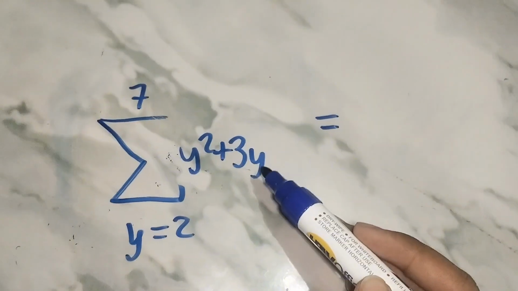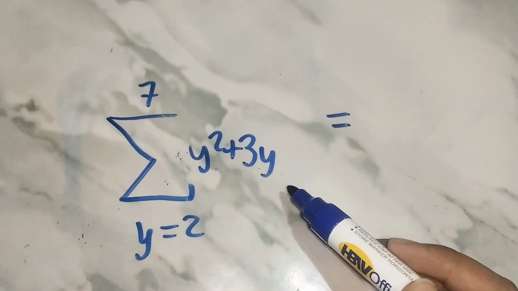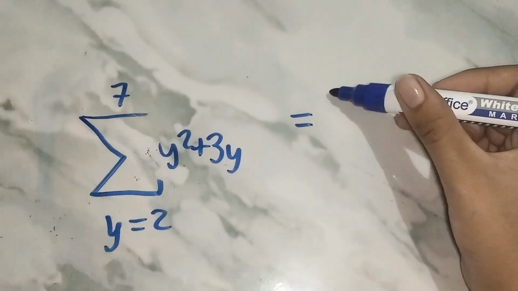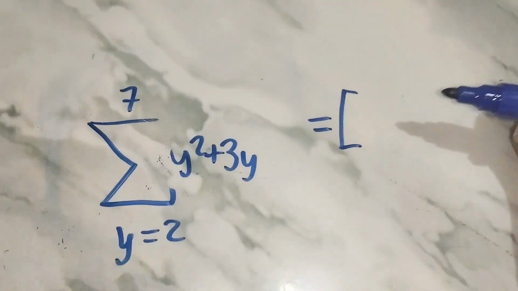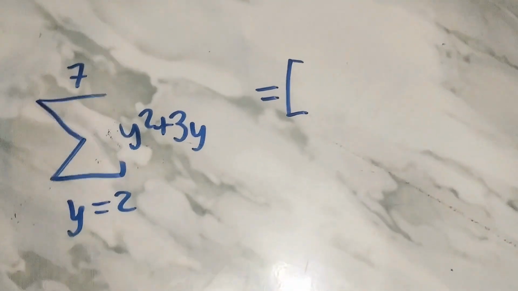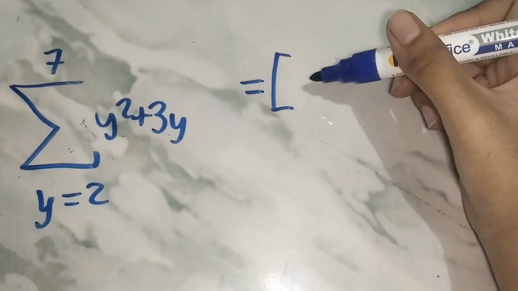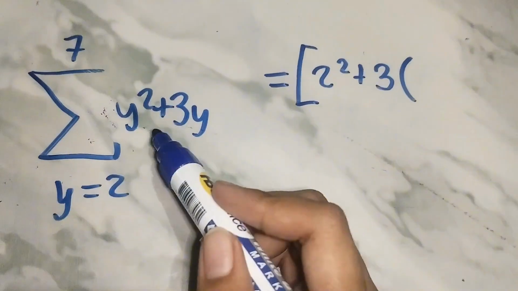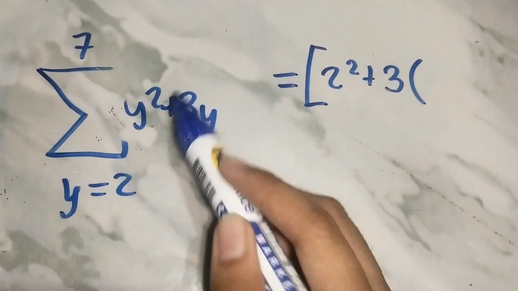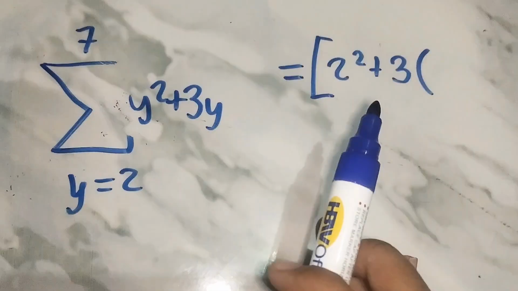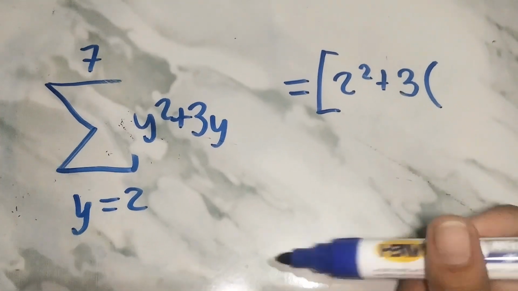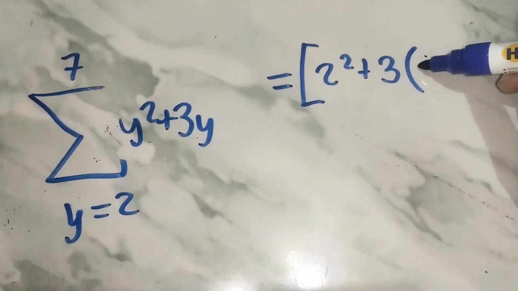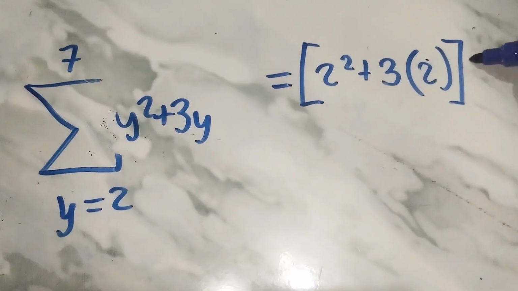So we have y squared plus 3y, the summation that starts at 2 and ends in 7. We're going to use open and close brackets so it is less confusing. So we have 2 squared plus 3. Again, we're not going to touch the square and also the 3, since they are both fixed numbers already. We can only substitute the y. So here, 2.